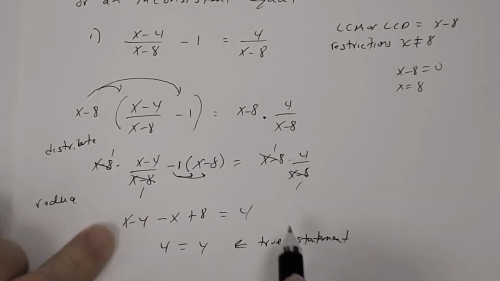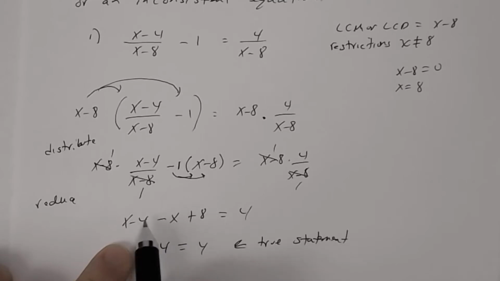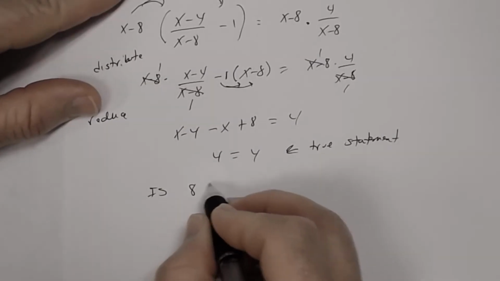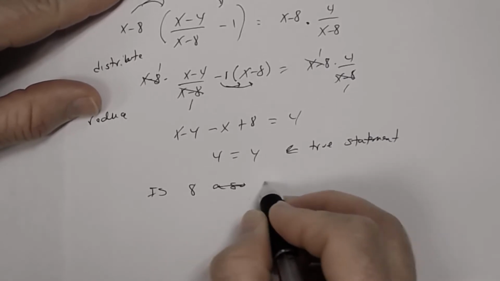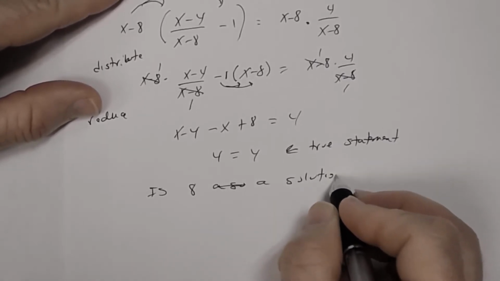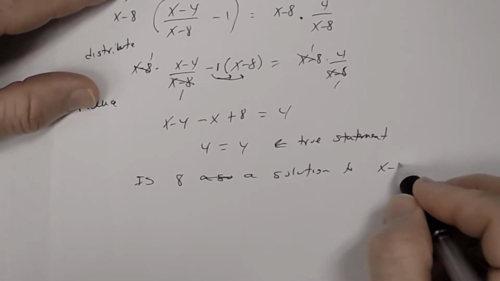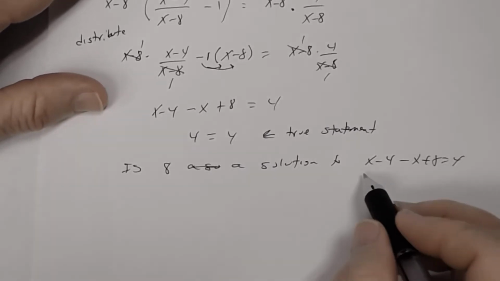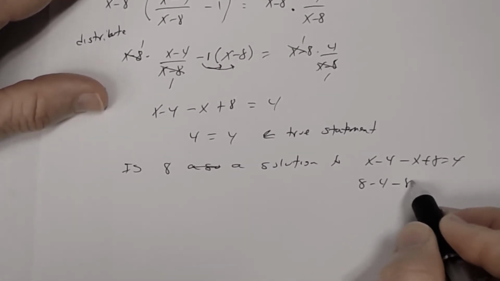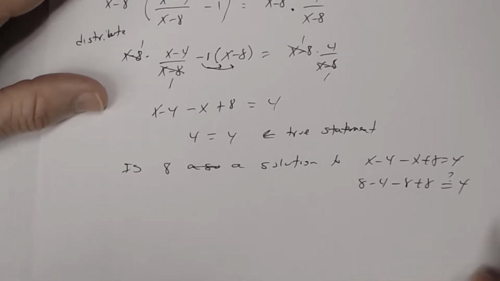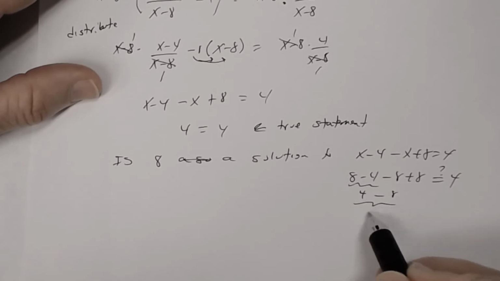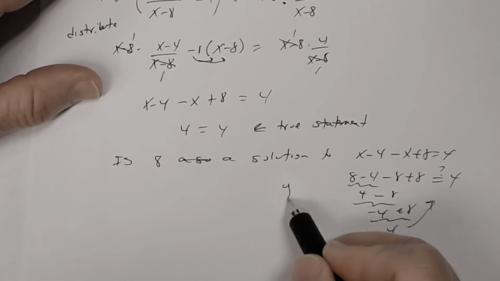So I want to ask you this. Is 8 a solution to this? So here's the question. I want you to think about this. Is 8 a solution to x minus 4 minus x plus 8 equals 4? This equation here. All right, let's check. 8 minus 4 minus 8 plus 8. And the question is, is that equal to 4? Well, 8 minus 4 is 4. Y'all agree? 4 minus 8 is a negative 4. Negative 4 plus 8 is a positive 4, and it's yes.